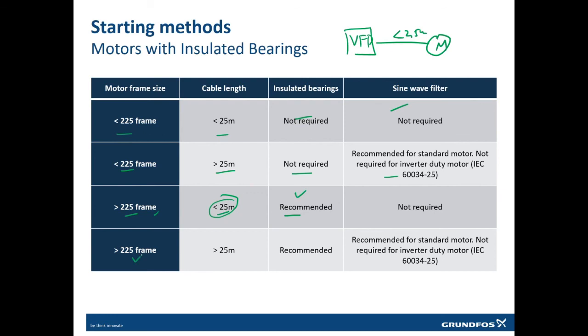And if the frame size is big and the distance is big, both are recommended, insulated bearing and sine wave filter. So this is the rule of thumb, not mandatory. It's always good to have insulated bearing and sine wave filter, but it's always good to find an economical balance between a good to have and a must to have.